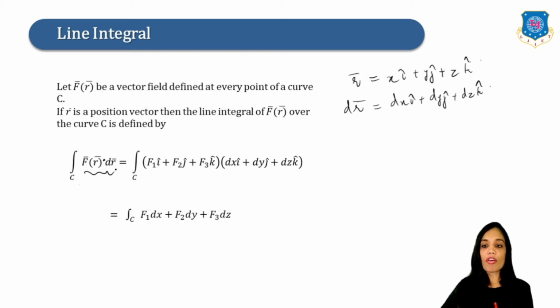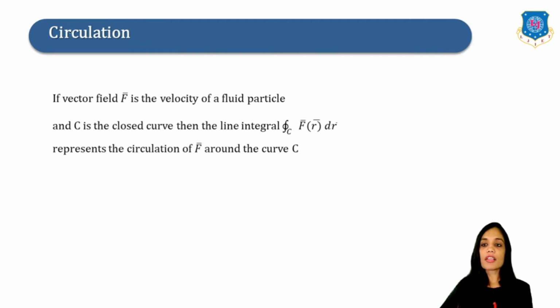So f bar dot dr bar will be equal to f1 i cap plus f2 j cap plus f3 k cap dot dx i cap plus dy j cap plus dz k cap. Now if I take the dot product, we will get the line integral over C of f1 dx plus f2 dy plus f3 dz. So we just have to put all these values and do simple integration, okay, in order to find the line integral.